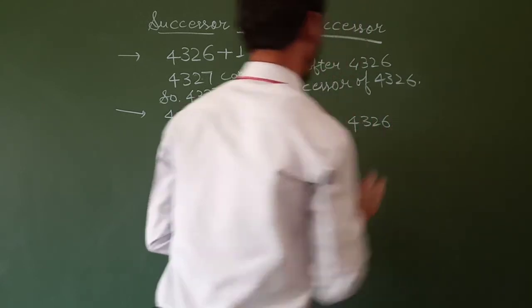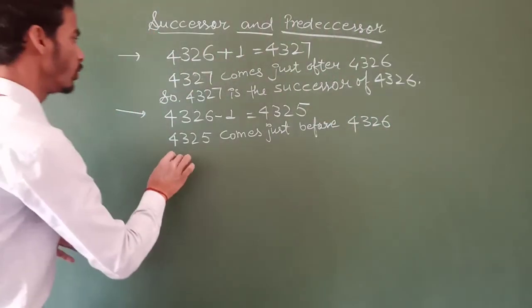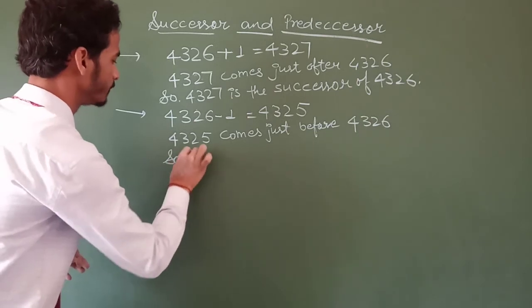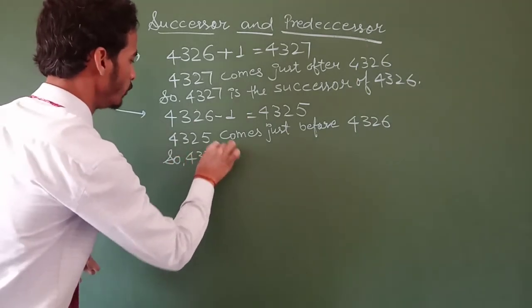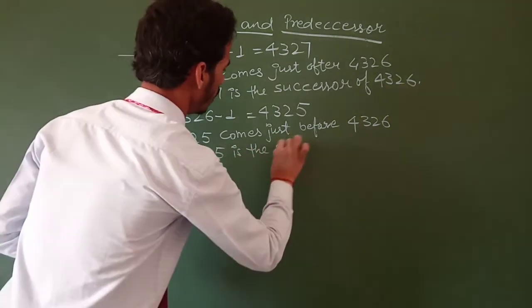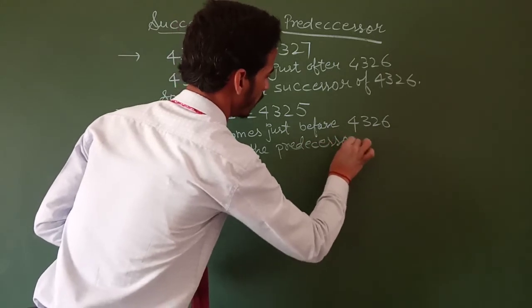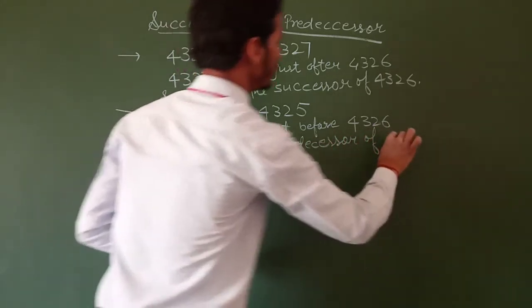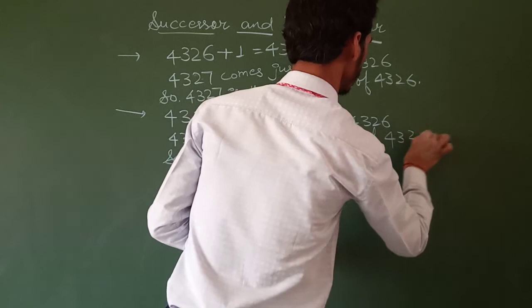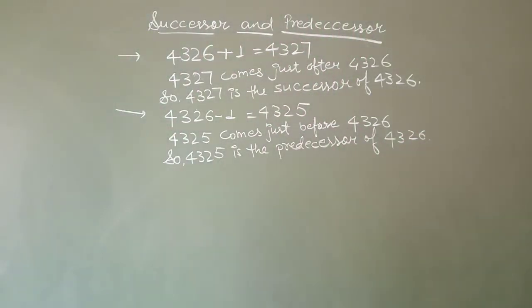So we can say that 4325 is the predecessor of 4326. Okay, so we can say that 4325 is the predecessor of 4326.